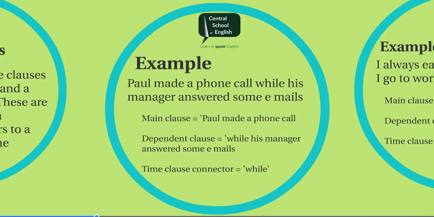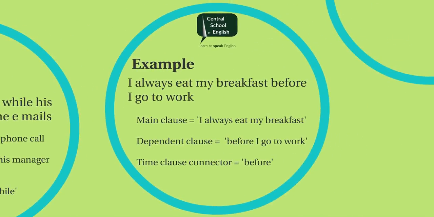Let's look at another example. In this example, the sentence says, "I always eat my breakfast before I go to work." In this sentence, the main clause is the part "I always eat my breakfast." This contains a subject and a main verb and can stand independently as a sentence. The dependent clause is "before I go to work." And in this sentence, the time clause connector is the word "before."